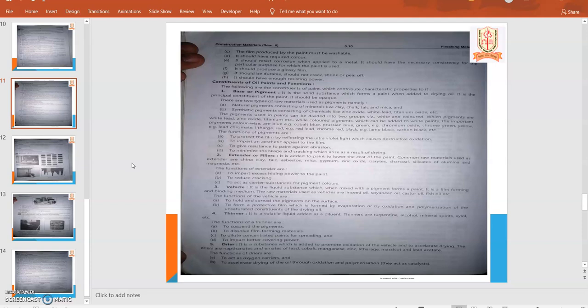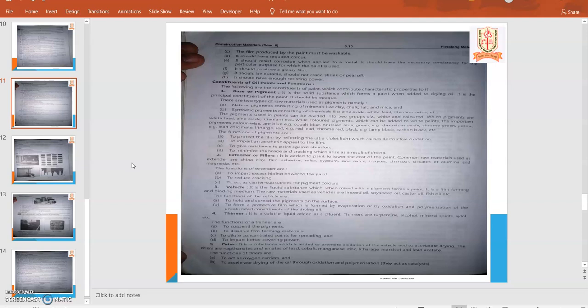Then extenders or the fillers. So pigments basically carry out the function to protect the film by reflecting the ultraviolet light. Then it imparts an aesthetic appeal. Then it gives resistance to the paint against abrasion and minimizes the shrinkage and cracking.